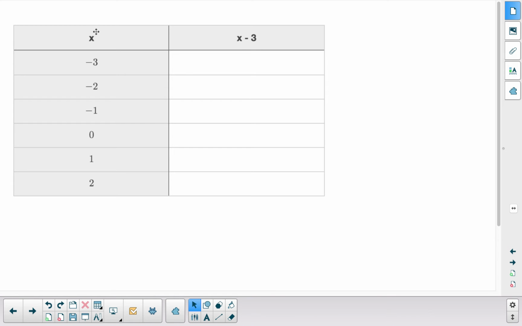These are called input-output tables. Input meaning you put something in, output meaning you get something out. And it's called a function in mathematics. It's something that you explore when you're around 8th grade.